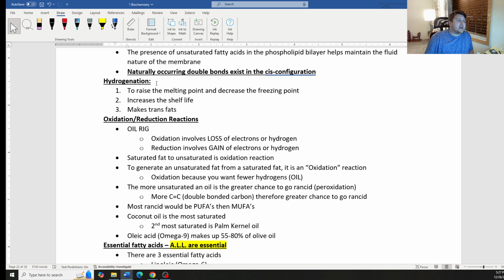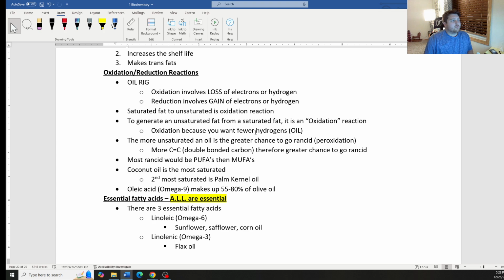So hydrogenation, adding more hydrogens into the fats. When we talk about fats, one of the big things that we talk about is oxidation reduction reactions. Remember the oil rig: oxidation is the loss of electrons or hydrogen, and reduction is the gain of electrons or hydrogen. Going from a saturated fat to an unsaturated fat is an example of an oxidation reaction because we are losing hydrogen. Going from an unsaturated to a saturated would be a reduction reaction.